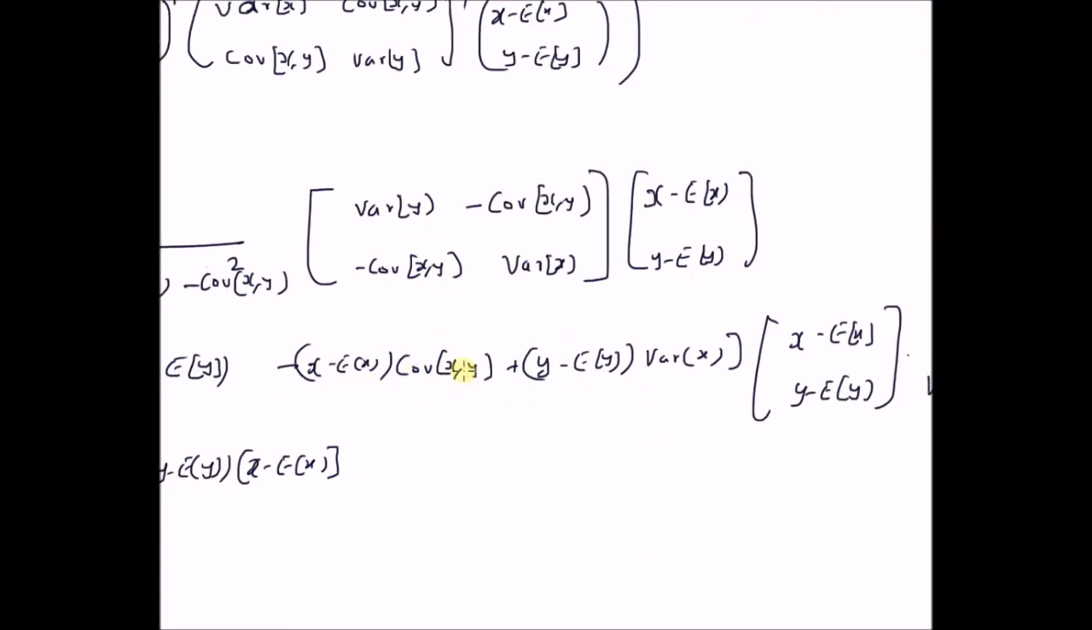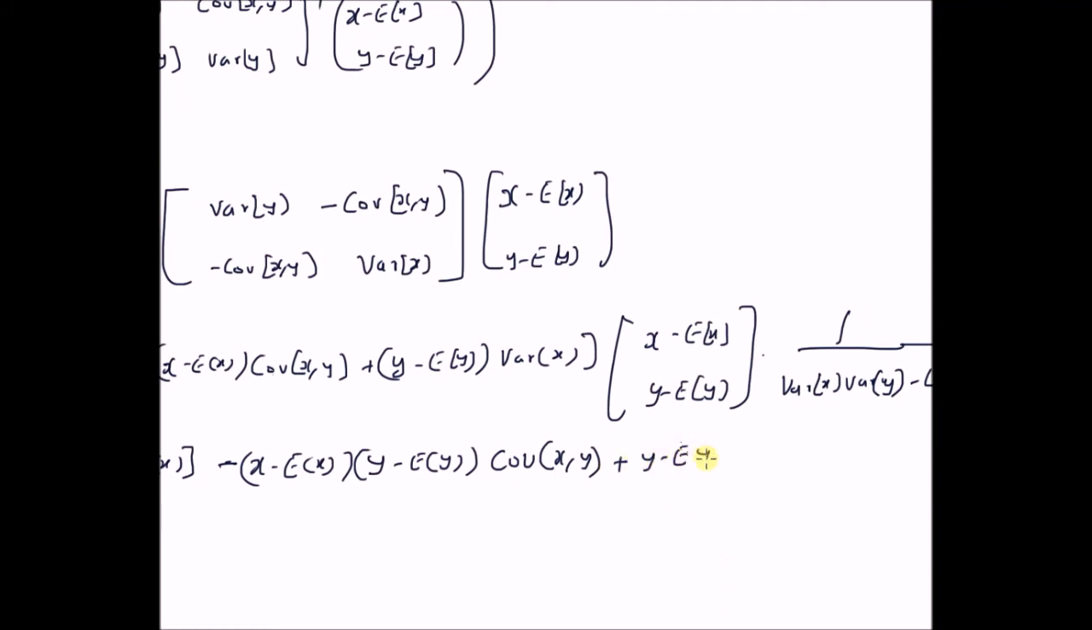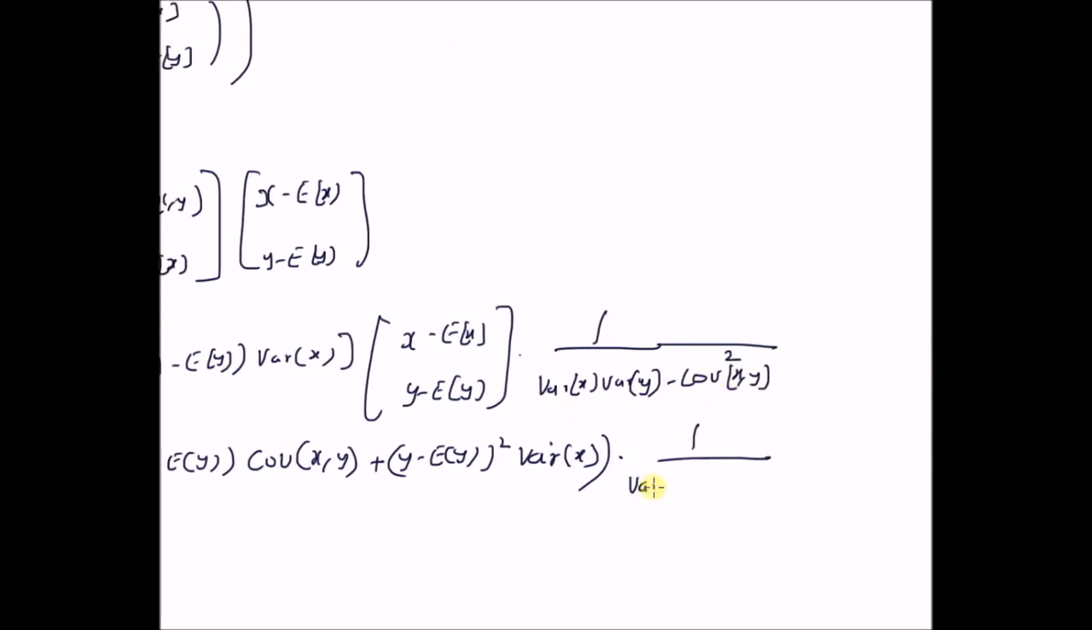And then we have the product of this term and this term with the second, which is again minus x minus expectation of x into y minus expectation of y, the covariance of x comma y. The last term is plus y minus expectation of y whole square into variance of x, and this is multiplied by 1 by this term, which is variance of x variance of y minus covariance squared of x comma y.